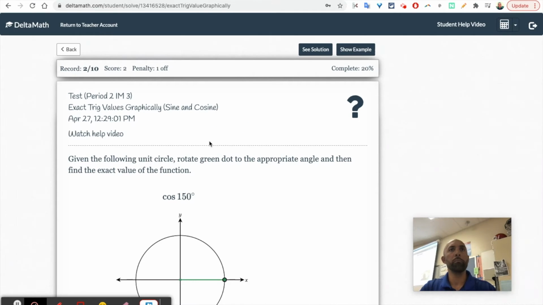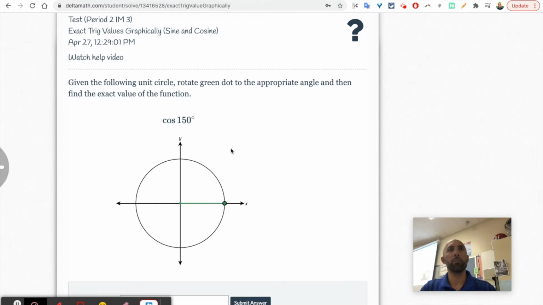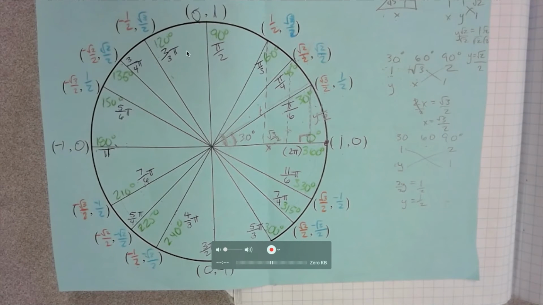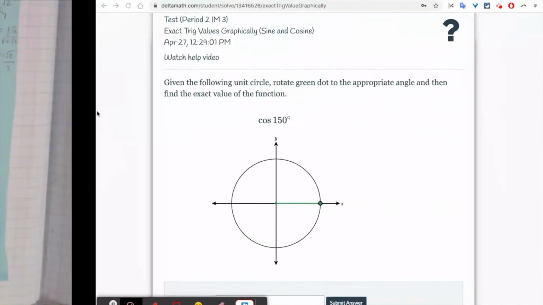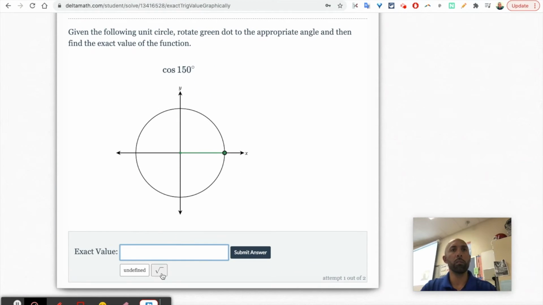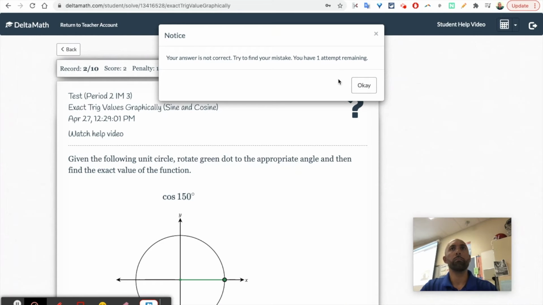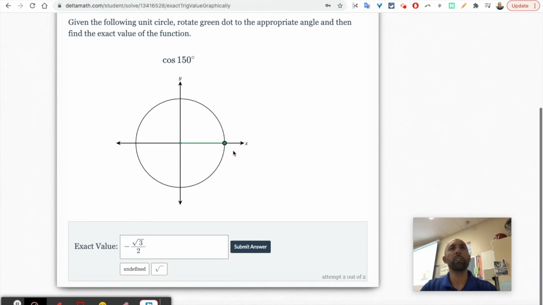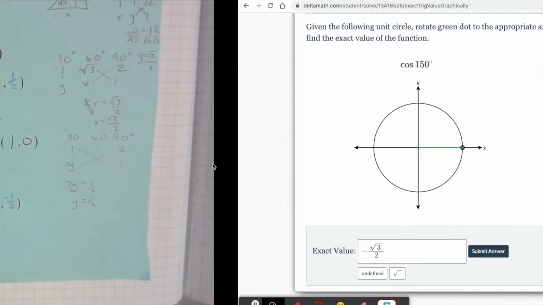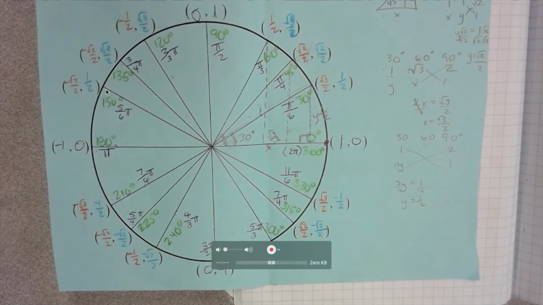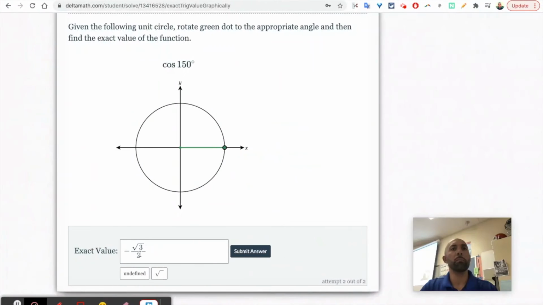Okay, next one, cosine of 150. So I'm going to go over here to my unit circle. There's 150. Cosine is the x value. So negative square root of 3 over, so basically the same thing. Oh, looks like I made another mistake again. Okay, so let's go to cosine of 150. There's 150. There's the x value. Cosine of 150 is the x value. Did I type something wrong?